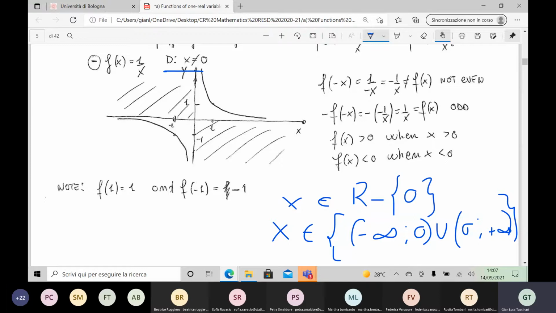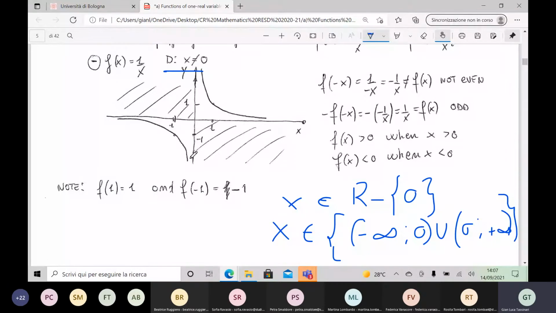Now, another important thing. Guys, do we have a pointer? Well, first of all, I want to follow exactly what I did here. Is this function symmetric with respect to the vertical axis? Does it make sense to see if this function is symmetric? Yes. Why? Because the domain is symmetric.